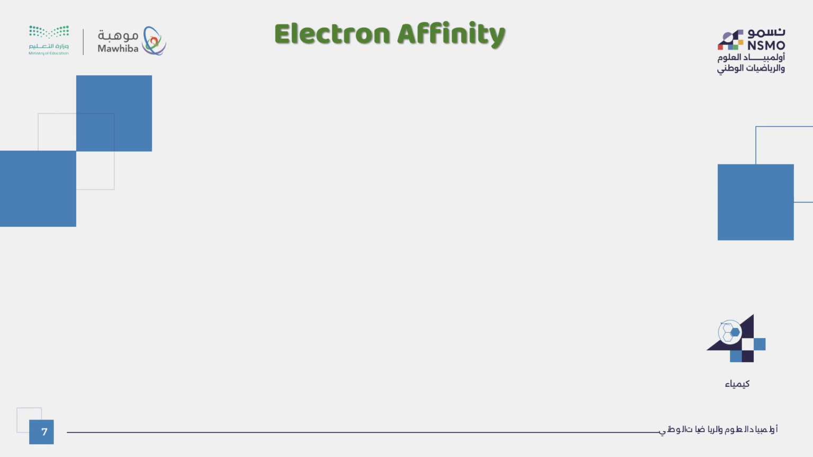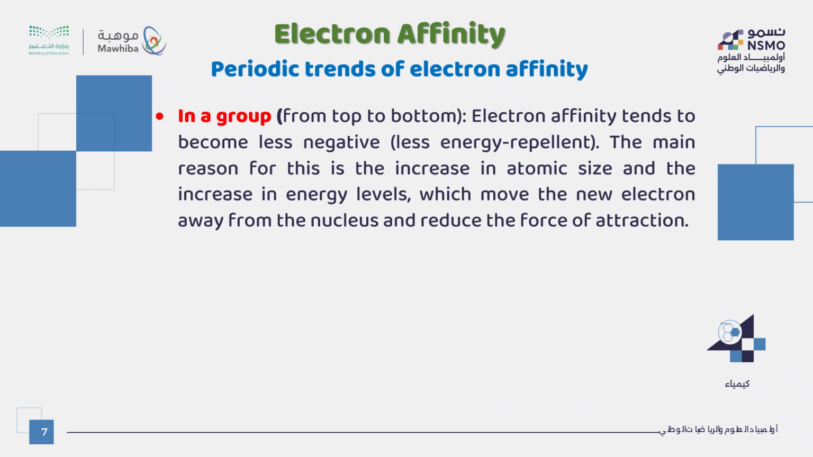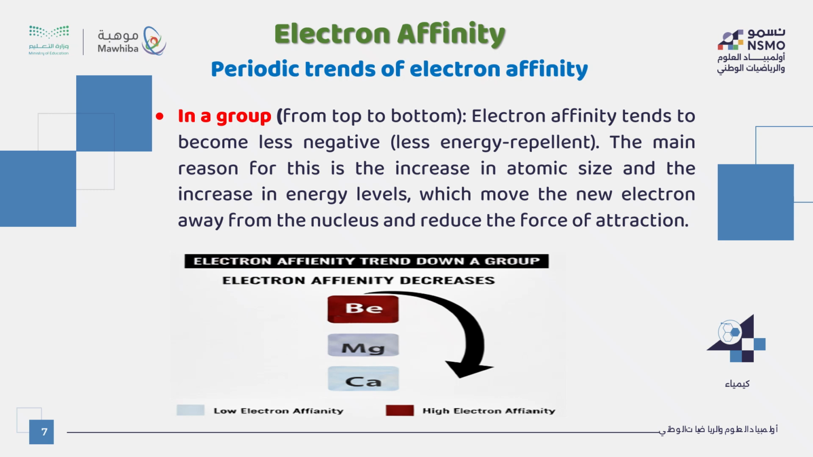Down a group, top to bottom. As we move from top to bottom down a group, electron affinity becomes less negative. This occurs because atomic size increases, the number of energy levels increases, and the incoming electron is farther from the nucleus. These factors reduce the attraction between the nucleus and the added electron.